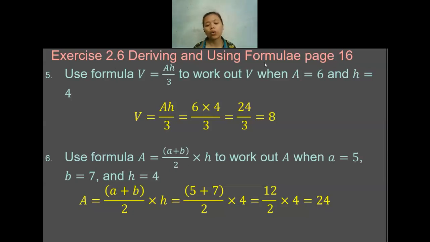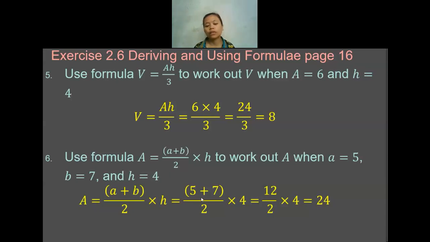A is equals to (a plus b) by 2 times h. We have to find the capital A when the small a is equals to 5, the small b is 7, and small h is equals to 4. So we will just replace all the letters with the given value. So the small a will be 5, small b is 7. So 5 plus 7 divided by 2 times 4.